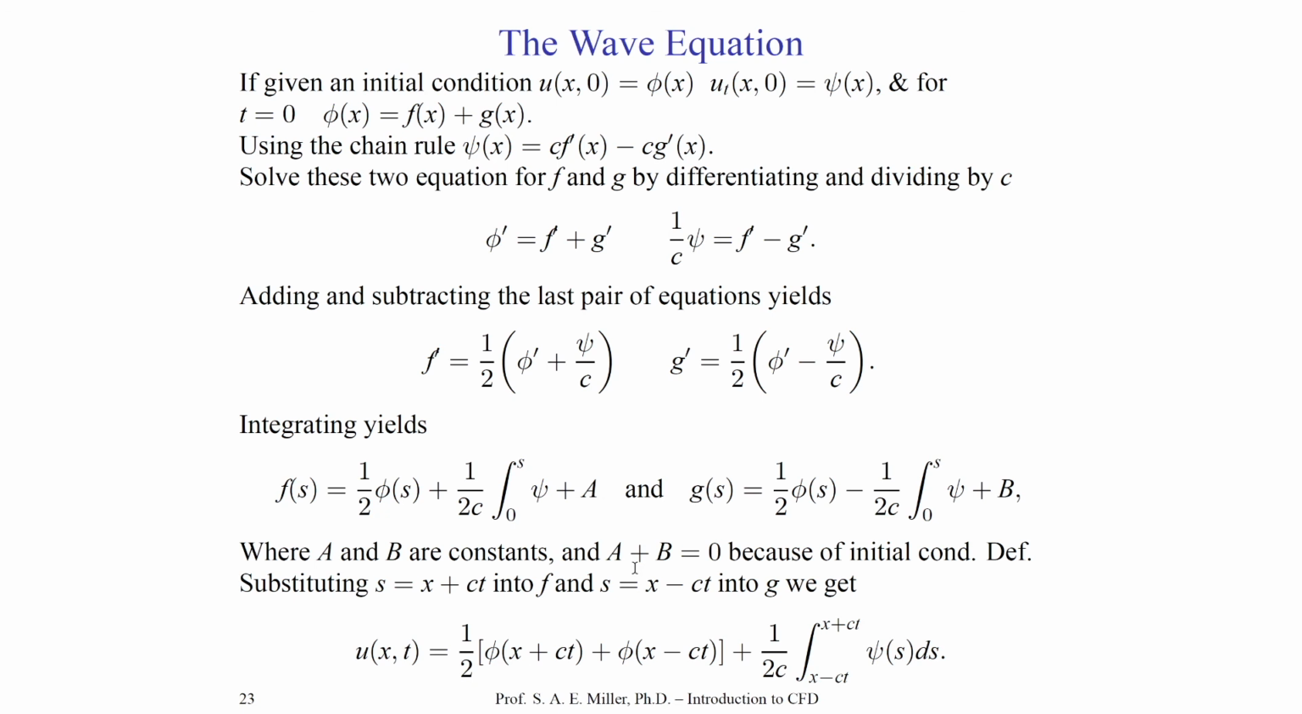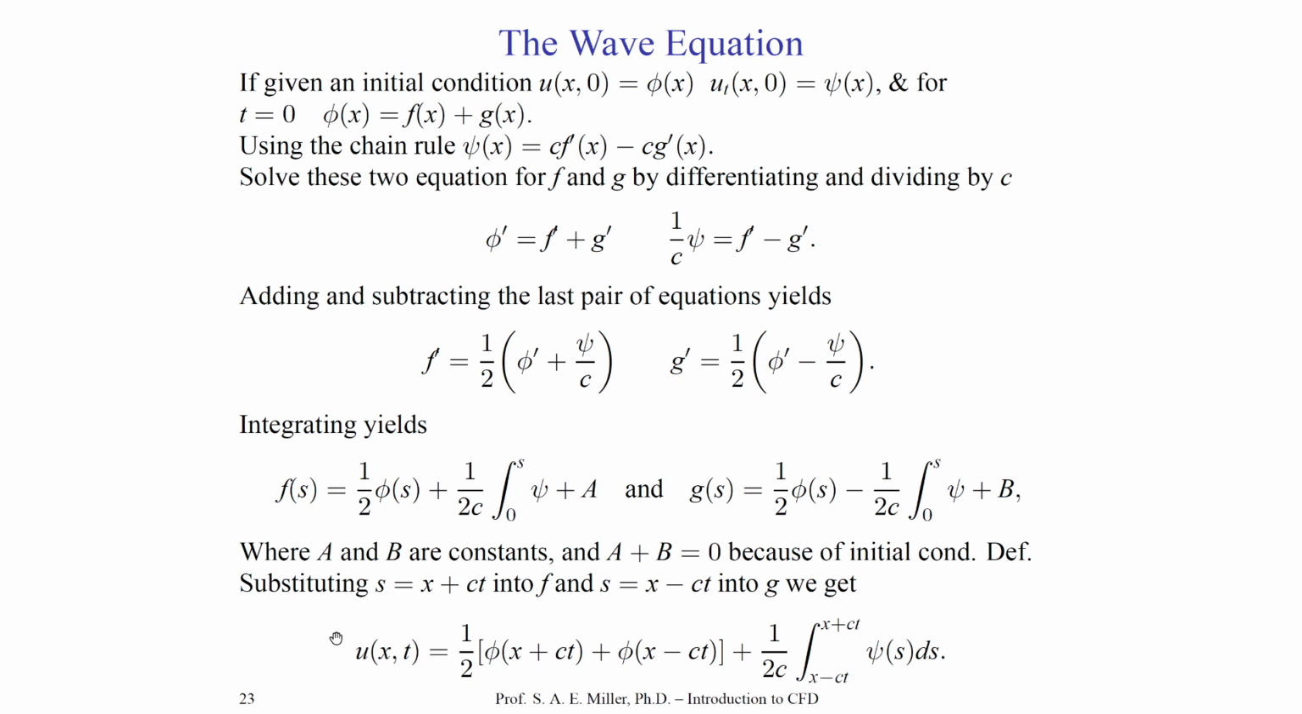Now we can substitute s for x plus ct into f and s for x minus ct into g to satisfy the characteristics, and we'll find this bottom equation, which represents the general solution of the wave equation in one dimension. It'll be u of x,t, that's the unknown variable, at any point in space and time, given the initial conditions phi and psi.